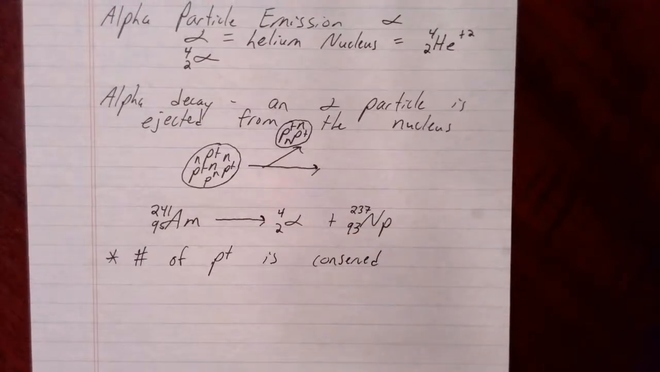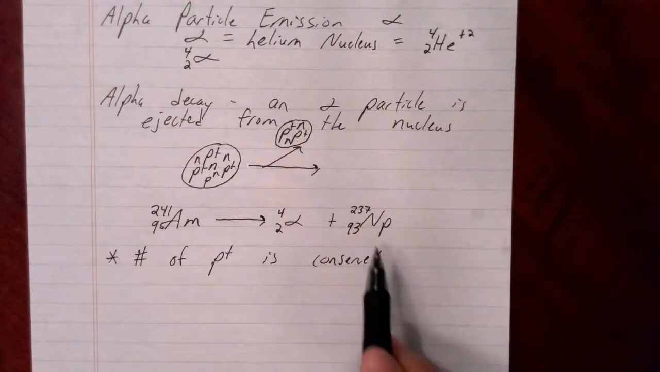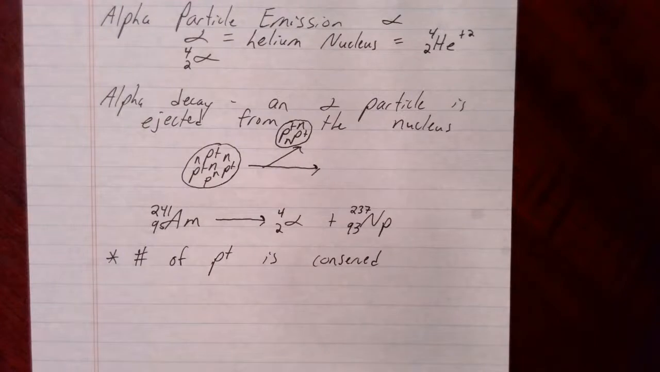So that means that we start and end with the same number of protons. So 93 plus 2 is 95. But this is only for alpha decay. This doesn't apply to all situations because protons aren't always conserved. So now this applies only to this specific example.